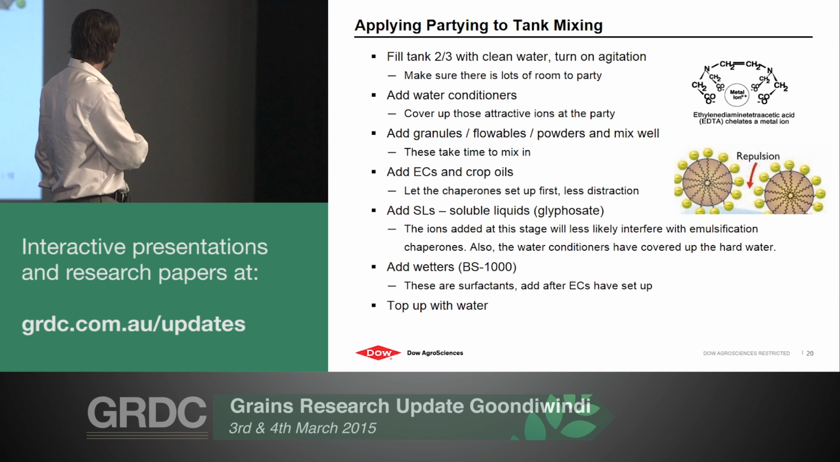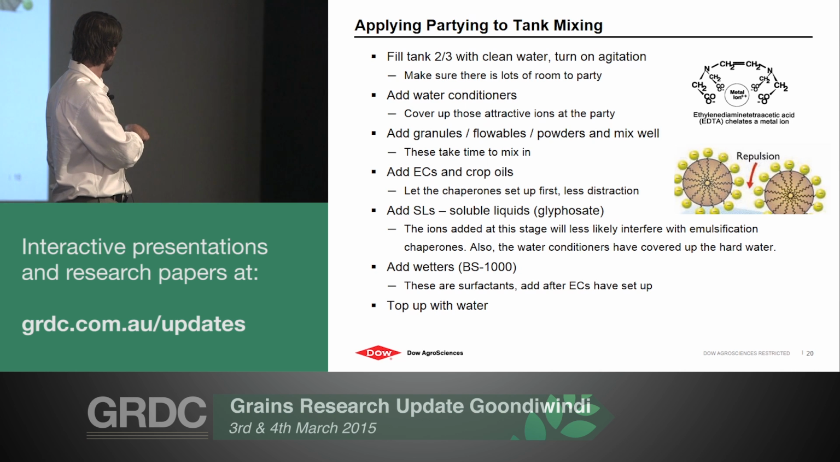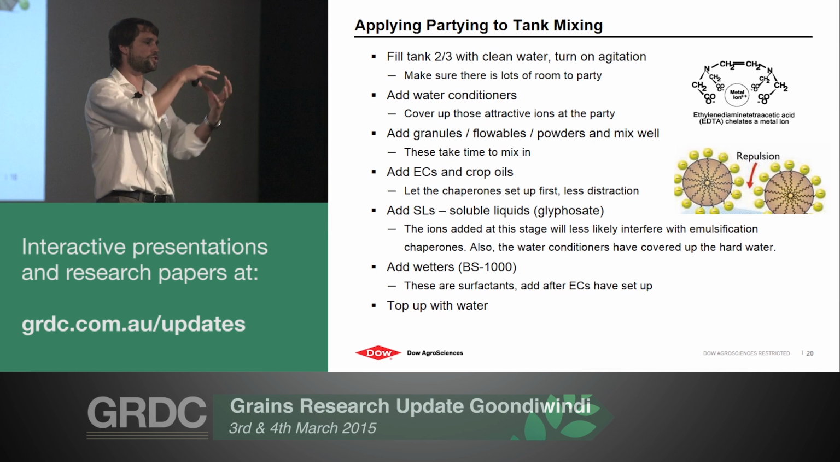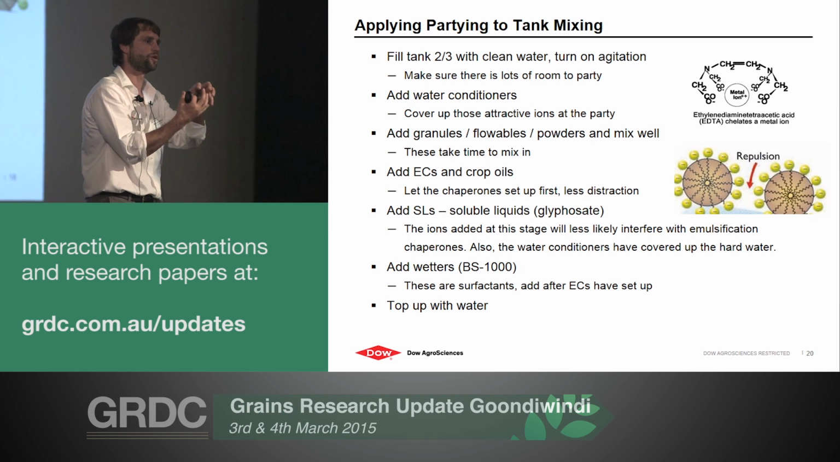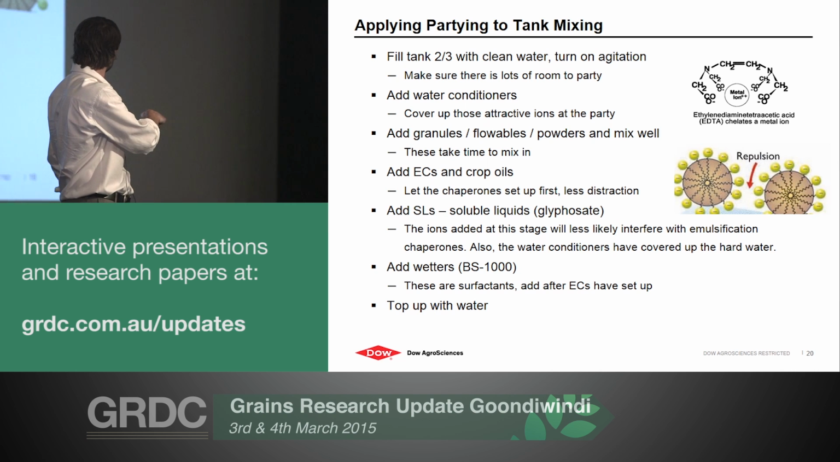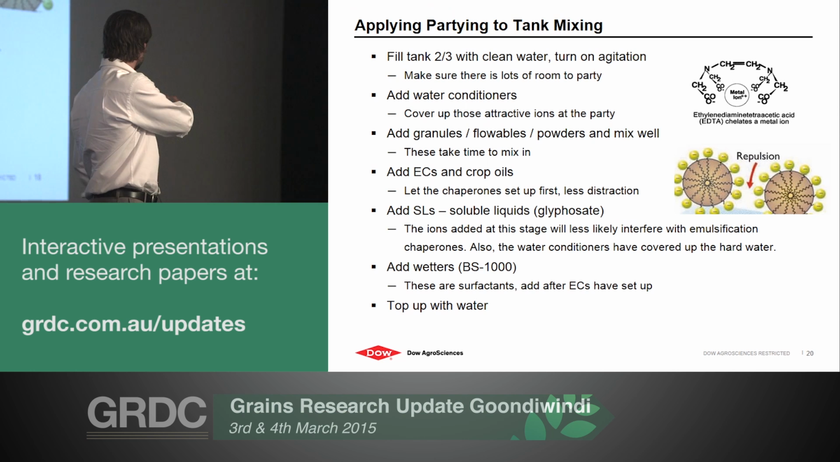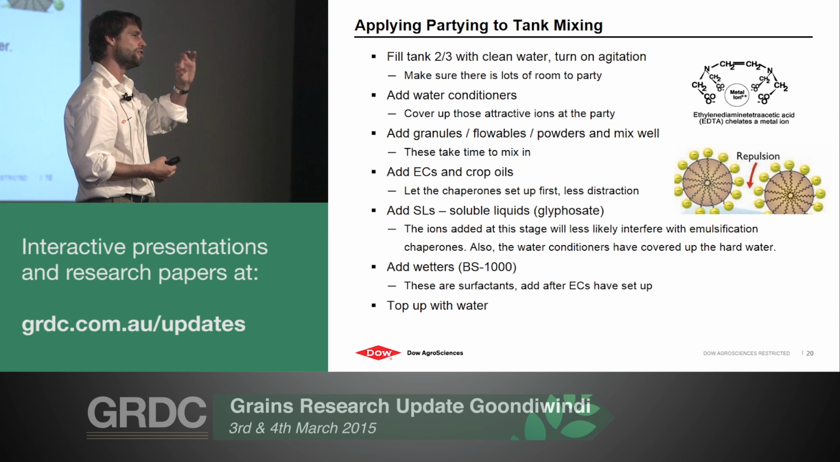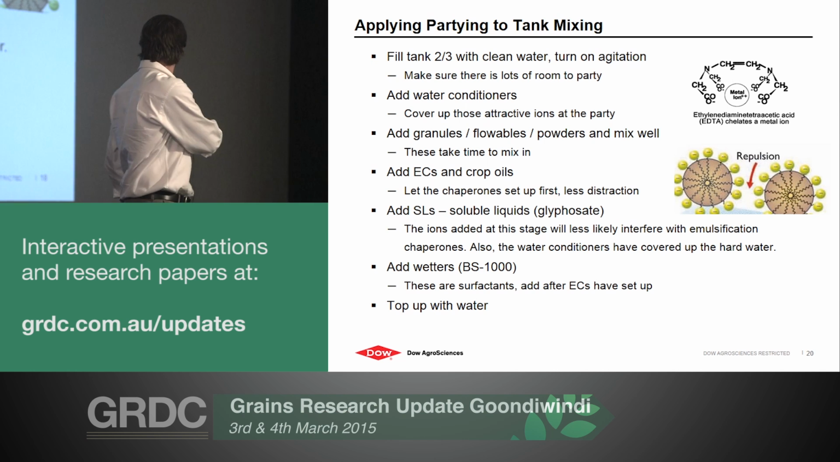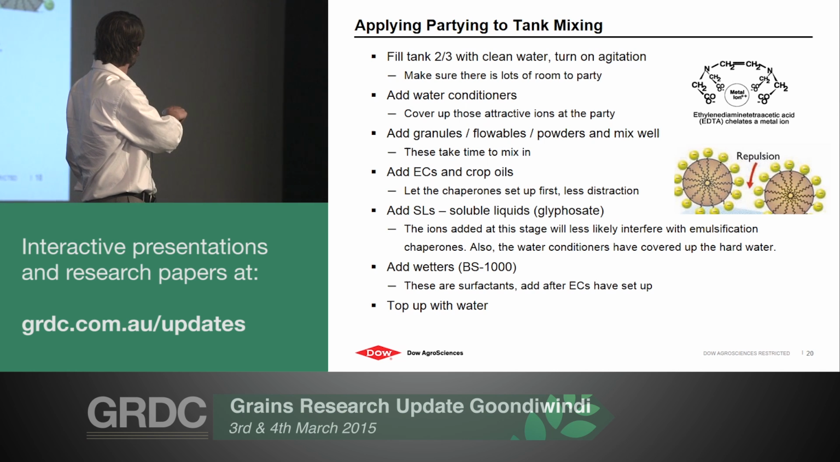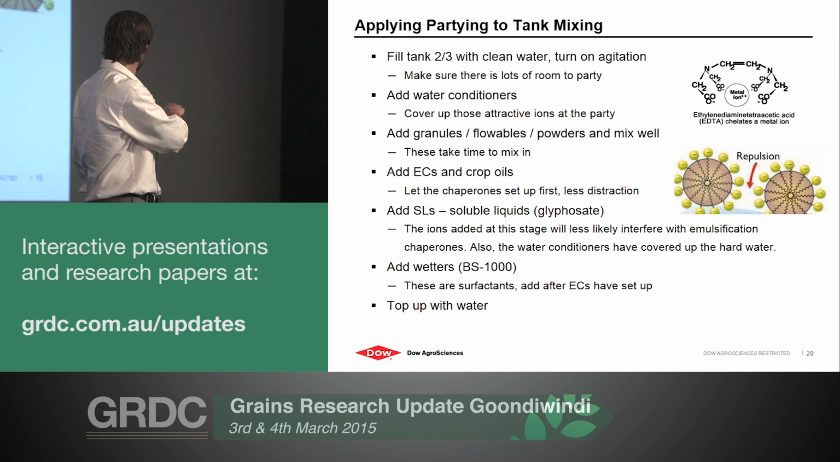Then you want to add your ECs. You'll let these chaperone emulsifiers stack up, and because they are engineered to stack a certain way around the oil droplet, if you add the SLs before that, they start interfering with the stacking, and you don't get that good a small emulsion size. After that, you add your SLs like glyphosate and the like, and that will interact less with this.